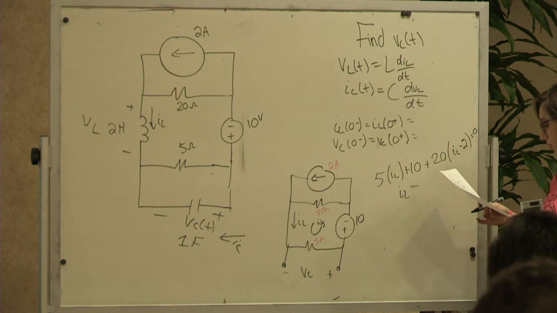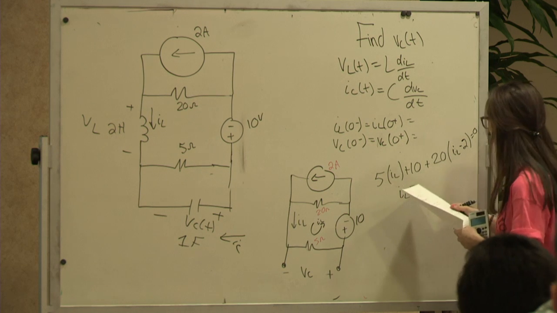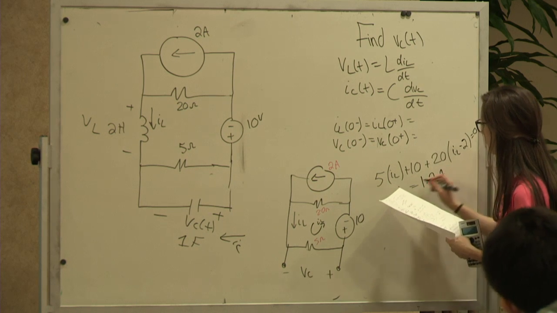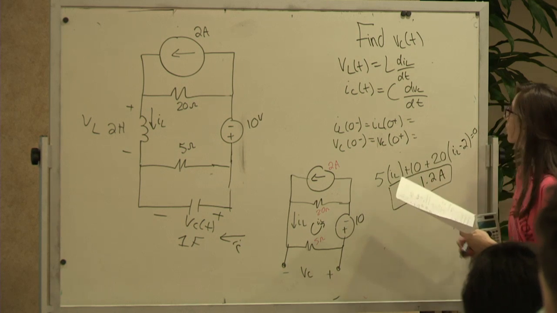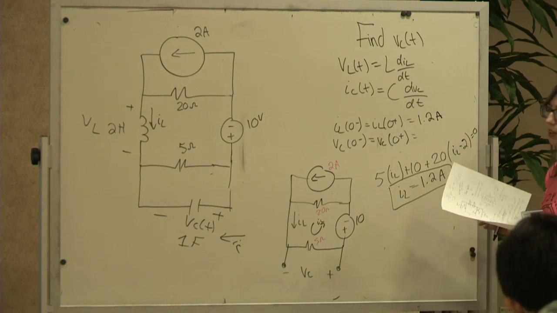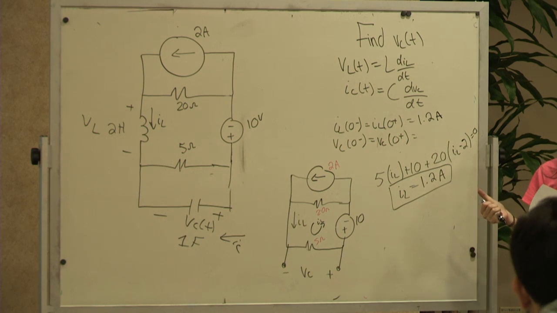IL ends up being 1.2, and that's amps. And so we know that one. Done with that. Any questions on that mesh? No?